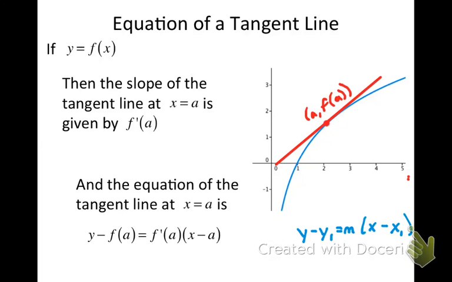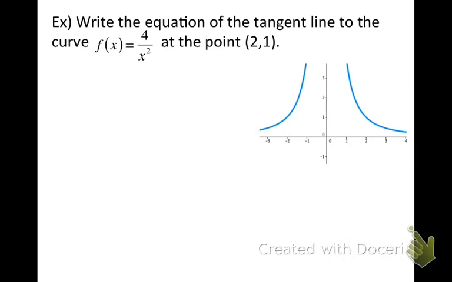Now let's see an example or two of that. The directions for this problem are telling us to write the equation of the tangent line to the curve f of x equals 4 over x squared at the point 2, comma 1. Now this happens to be the graph of y equals 4 over x squared. Wanted to include that there.